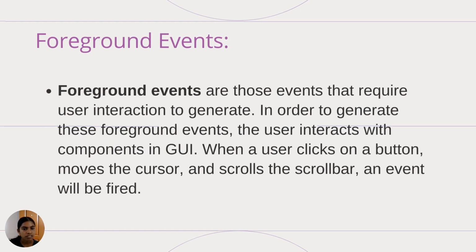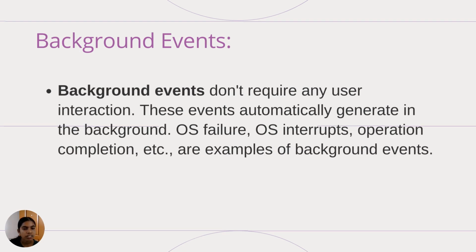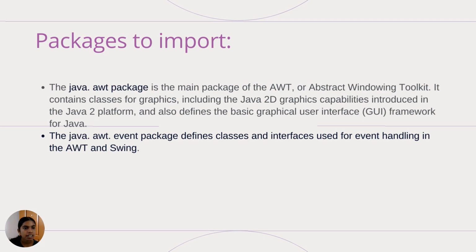Foreground events are those events that require user interaction to generate. In order to generate these foreground events, the user interacts with components in the GUI. When a user clicks on a button, moves the cursor, or scrolls the scroll bar, an event will be fired. Background events are events that do not require any user interaction. Those events are generated automatically in the background. OS failure, OS interrupts, operation completion, etc. are examples of background events.